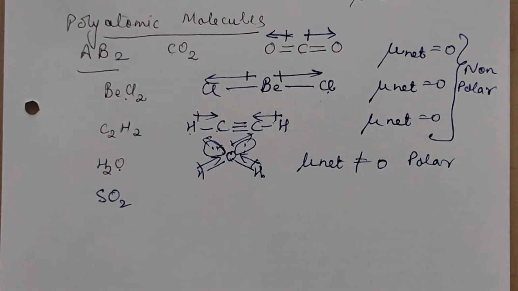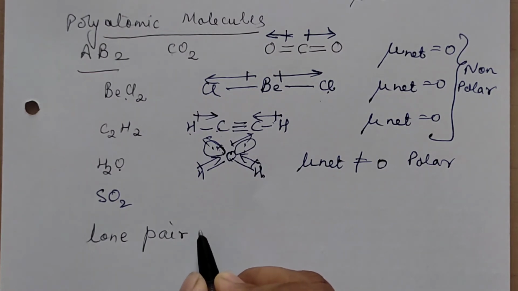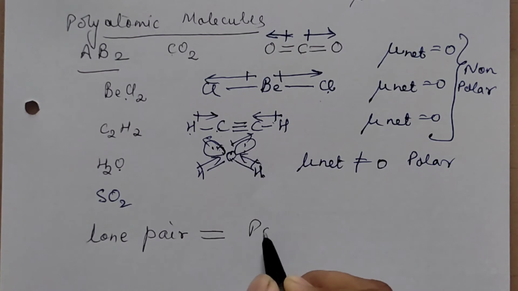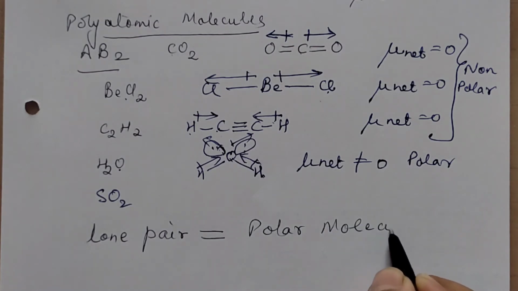Otherwise, you can remember one very, very important thing. If there is a lone pair, mostly, not always true, it also depends upon the geometry of the molecule. What is the shape of the molecule? Normally, if there is a lone pair, then it is a polar molecule. If there is no lone pair, you will write it as non-polar. But if there is a lone pair, mostly it is polar, but at times it is not, and we will consider examples.